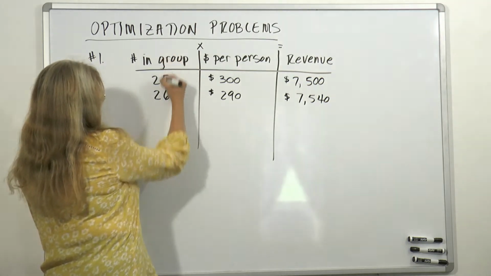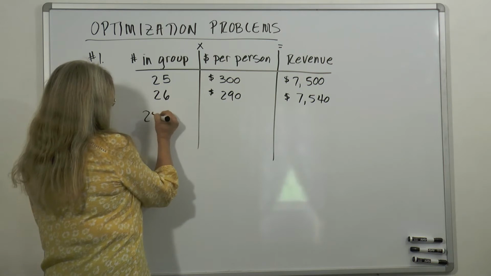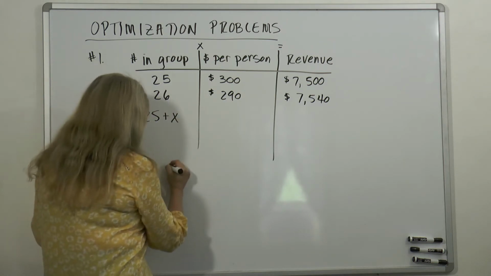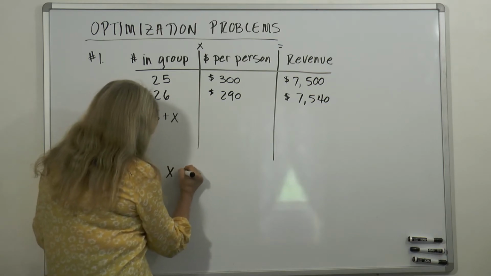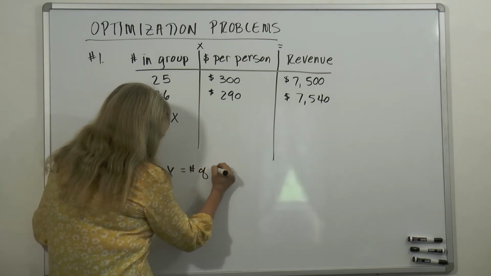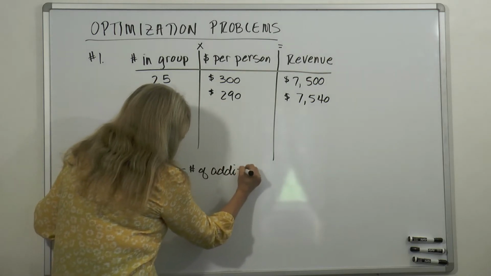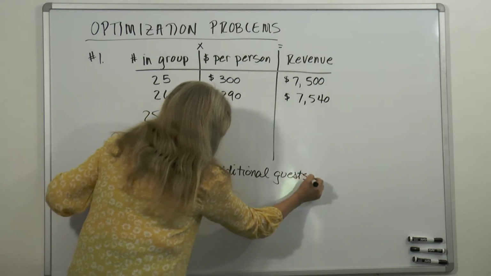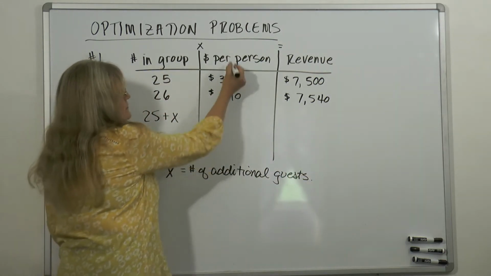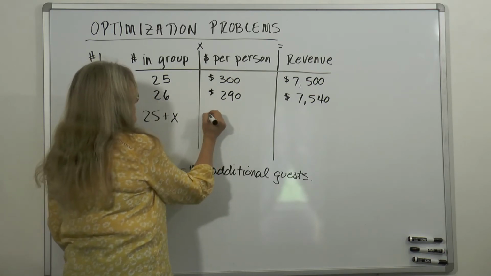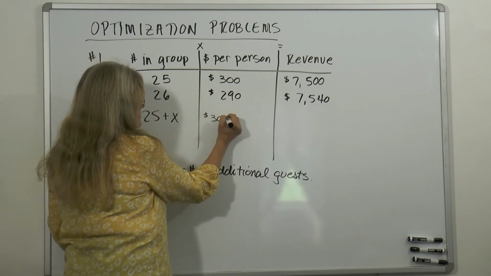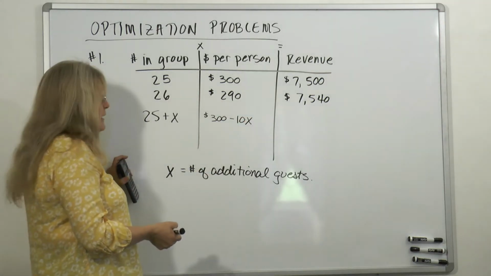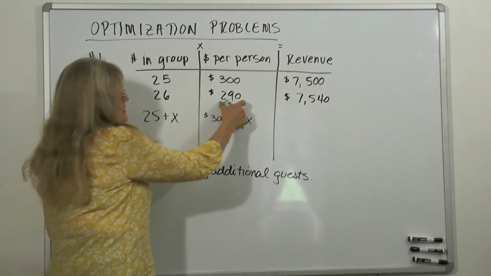So I can describe this column as 25 plus X. And down here I'm going to say what X is. X equals the number of additional guests. Now this one, the price is going to be $300 minus $10 times X. So this times this equals this.